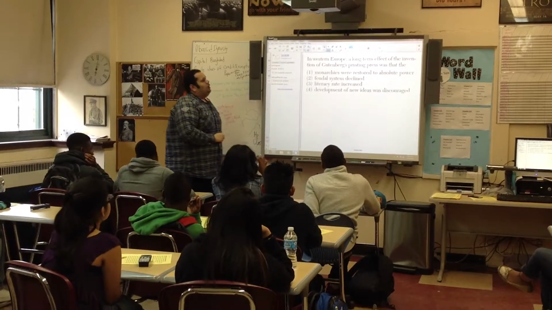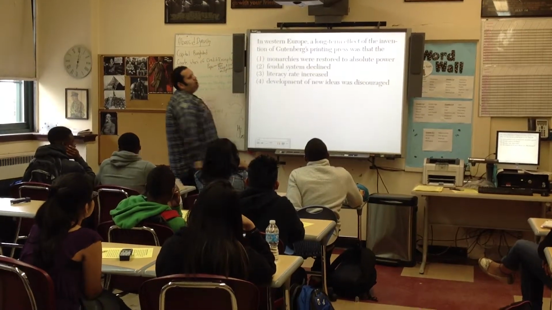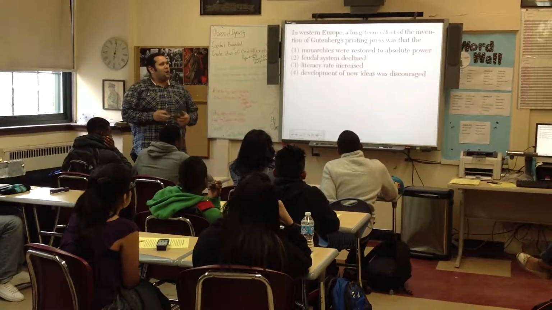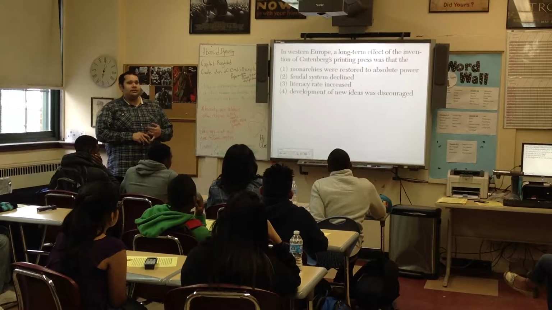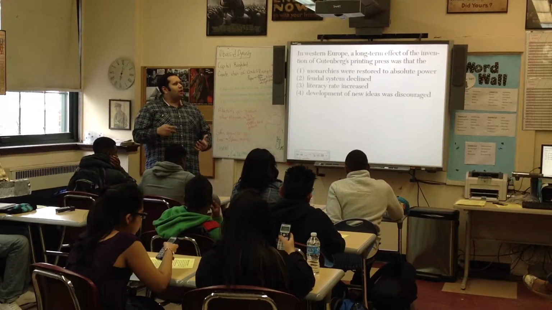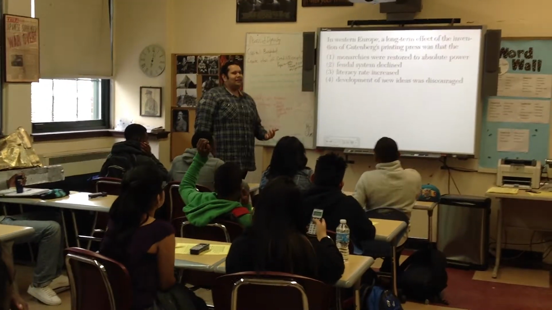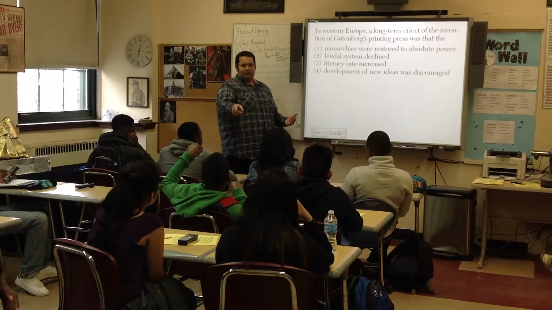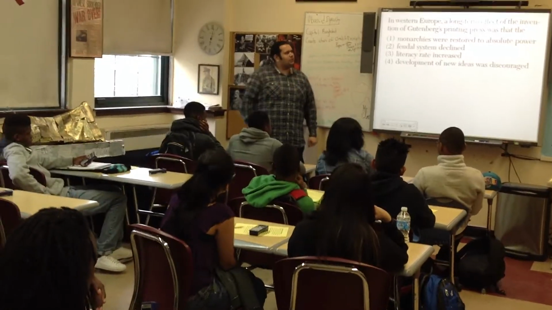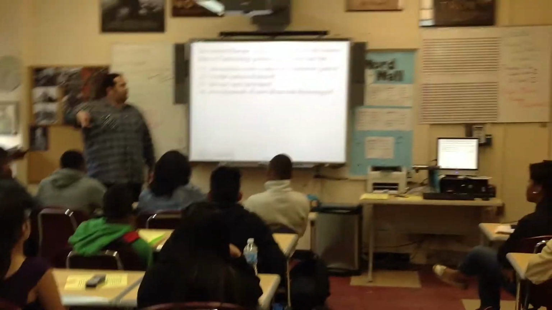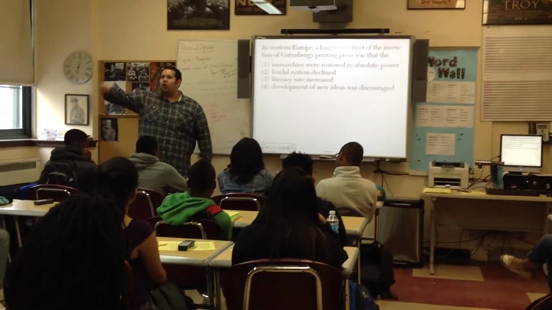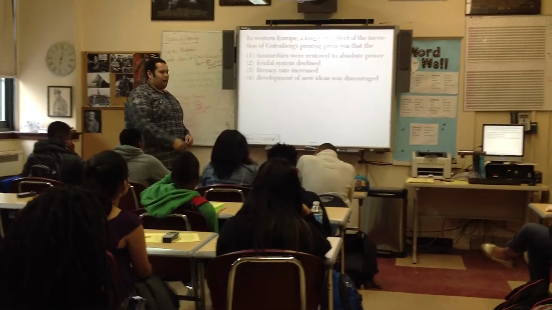So, in Western Europe, a long-term effect of the invention of Gutenberg's printing press was that, here are your choices. 1, the monarchies were restored to absolute power. 2, feudal system declined. 3, literacy rate increased. And 4, development of new ideas was discouraged. So what would be a long-term effect of the invention of the printing press?